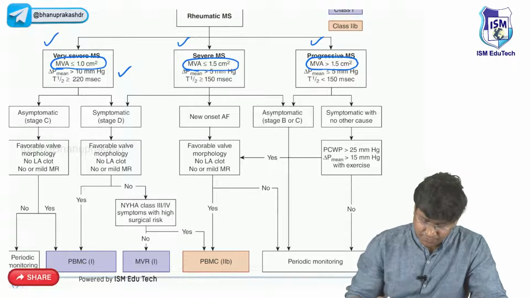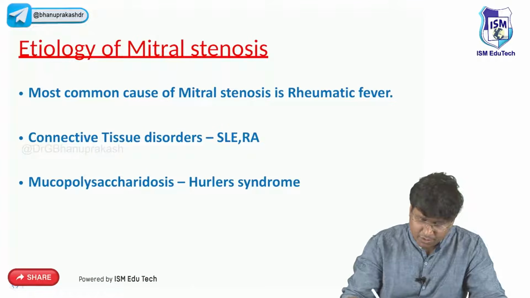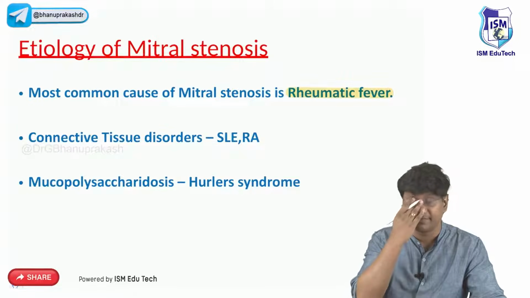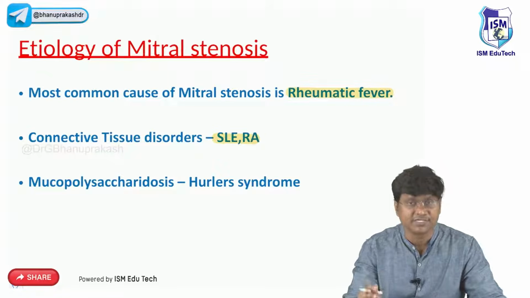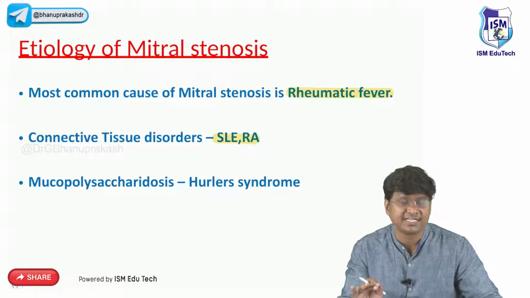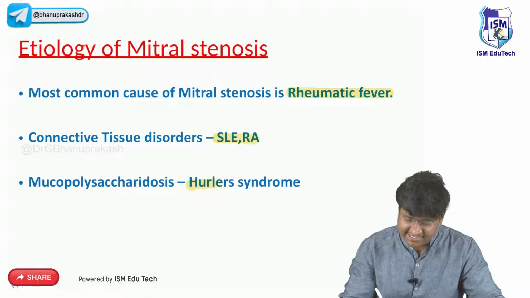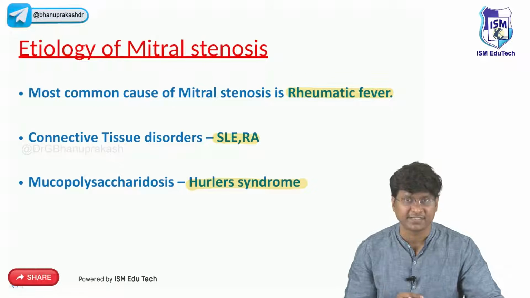Okay, right. So now, if you take the etiology, what is the most common cause of mitral stenosis? That is rheumatic fever. And we have some connective tissue disorders like systemic lupus erythematosus and rheumatoid arthritis, right? And we have some storage disorders, that is mucopolysaccharidosis, that is Hurler syndrome, that is also an etiology that can cause mitral stenosis.